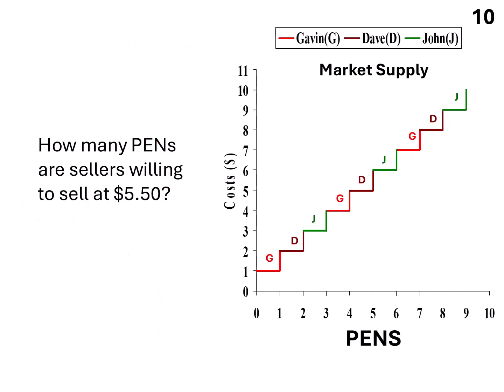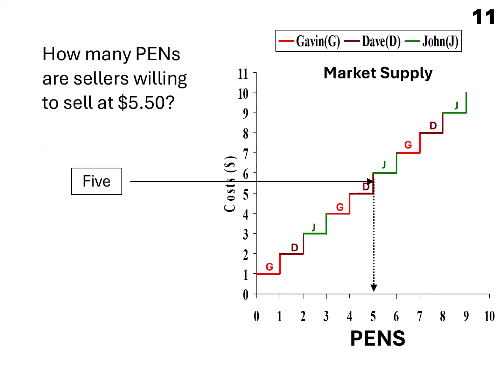Slide 10. At the price of $5.50, how many pens are sellers willing to make and sell? Slide 11. If you answered 5 pens, you are correct. There are 5 unit costs below the price of $5.50.